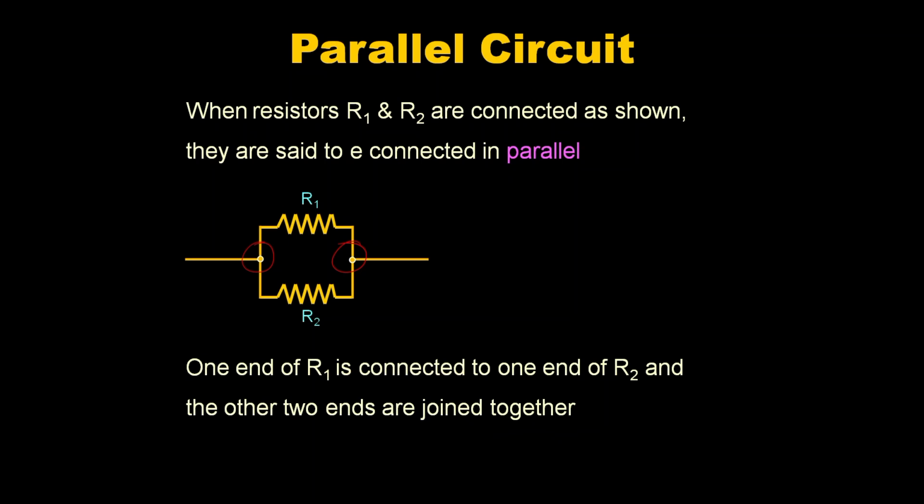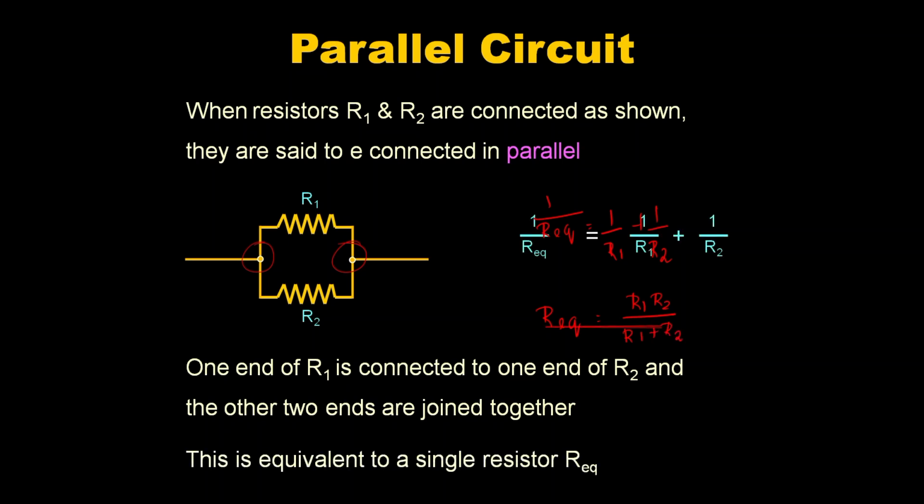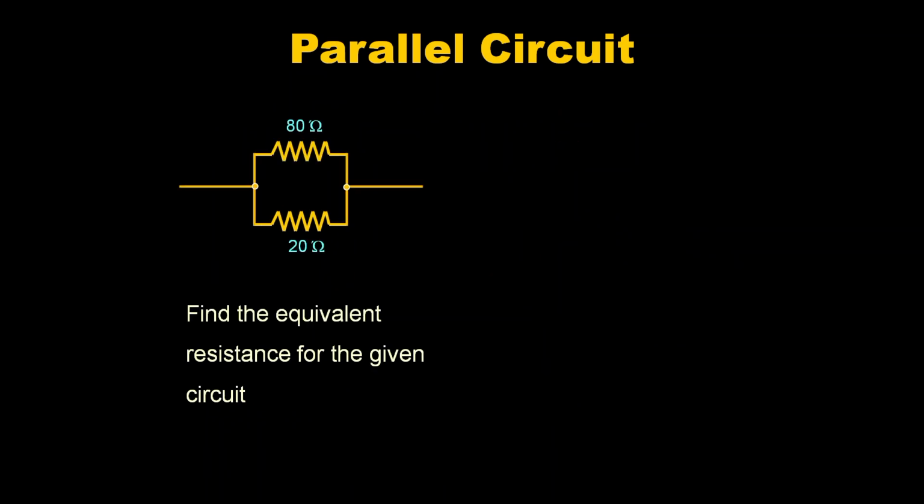And the parallel circuit formula is: 1 by R equivalent is equal to 1 by R1 plus 1 by R2, or you can also write it as R1 R2 by R1 plus R2. So this is the thing. How will you do this? 80 into 20 by 80 plus 20.